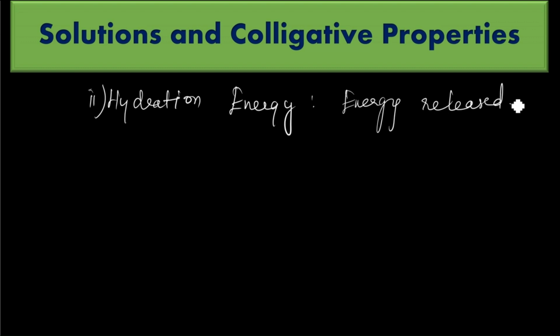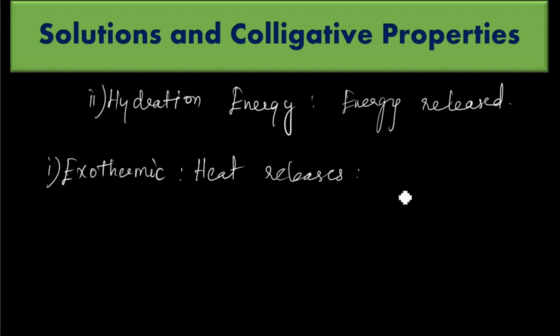Why is this so important? Here we have two types of solution. First one is the exothermic process, where heat is released. In this case, hydration energy should be greater than lattice energy. So the process releases heat and delta H becomes less than 0. And the process is spontaneous.